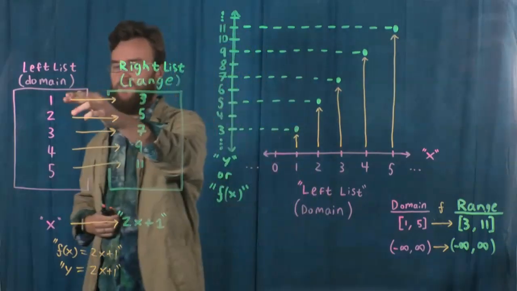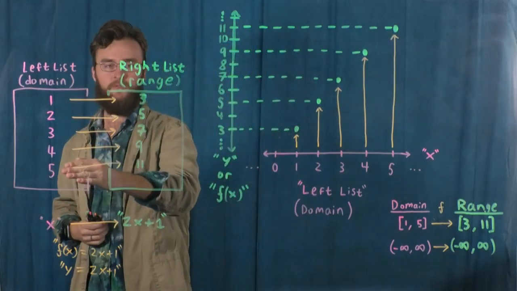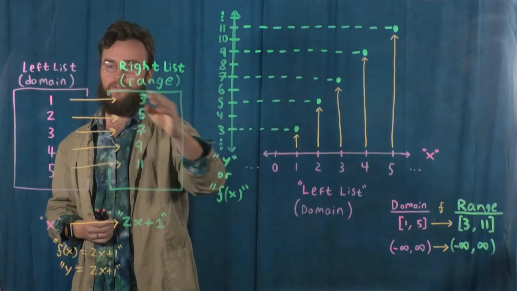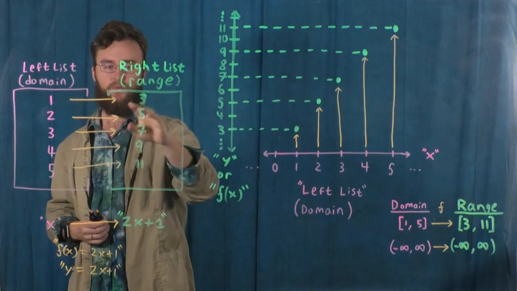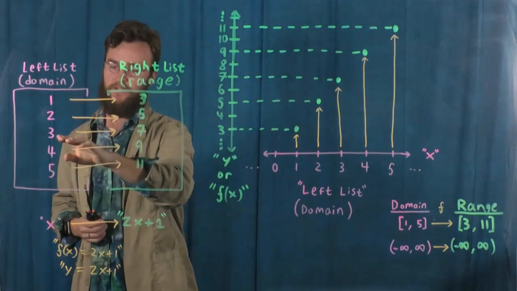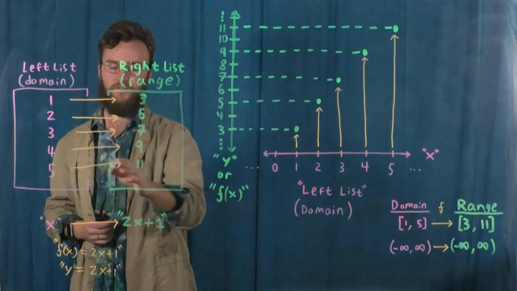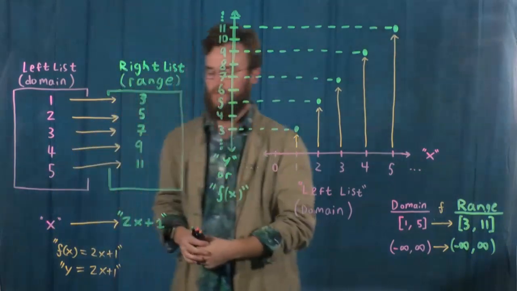The left list is just the numbers 1, 2, 3, 4, 5. And the right list is the numbers here doubled with 1 added to them. So if we take 3, we double it, we get 6, add 1, we get 7. Same thing, 5, double it to 10, add 1, you get 11.